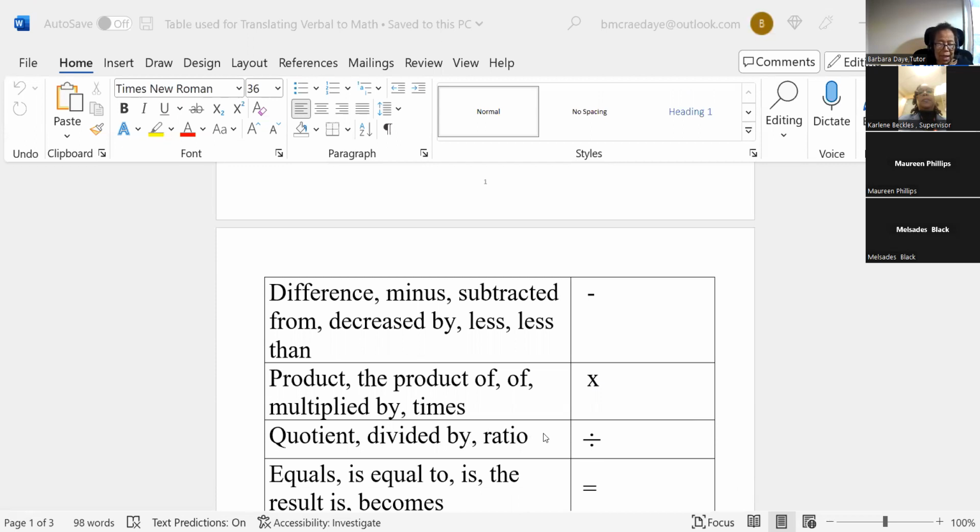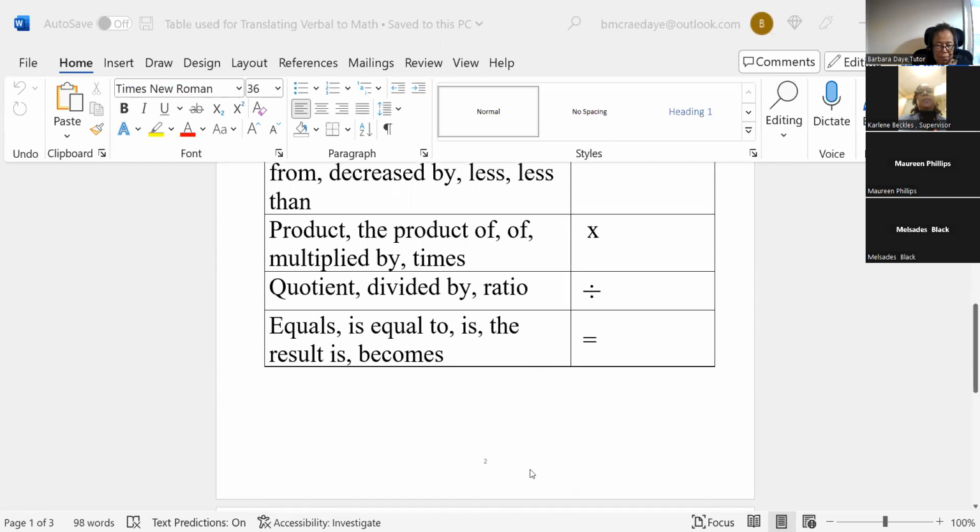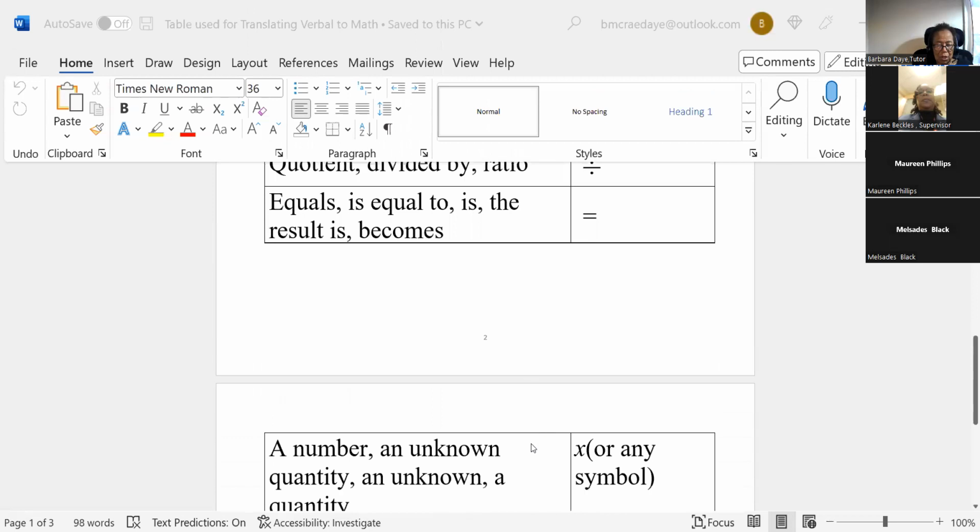Okay. Now equals, you could see equals, you could see is equal to, or you could just see is. Is means equal. The result is, becomes something. All that means equal. Got it? Yes. So be on the lookout for those.